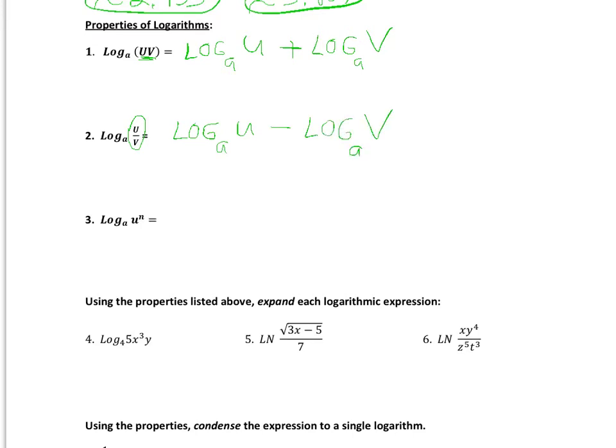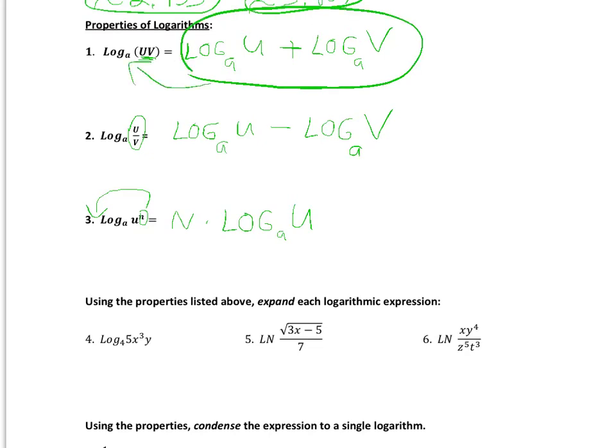And then 3 is called your power property. If you take an argument and raise it to the n, it's the same as just taking n and moving it to the side and multiplying the logarithm. So this is the same as doing n times log base A of U. They mean the same thing. So we're going to use these properties. We're either going to expand or we're going to condense. So we could either start out with something that looks like this and condense it to 1 logarithm, or we can expand it. And that's what we're going to do for the next problems here.